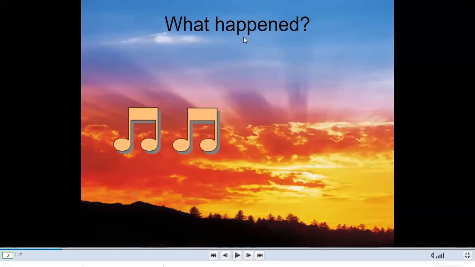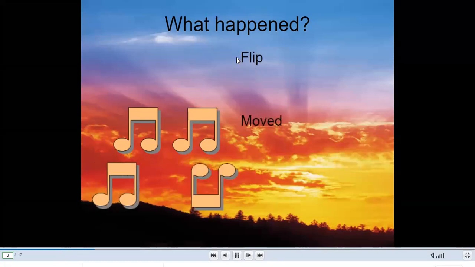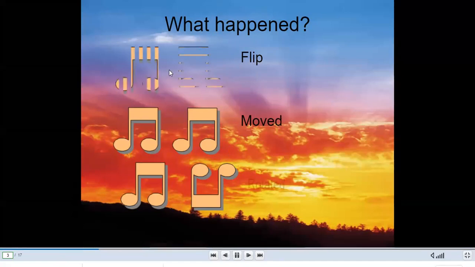Translation. Very good. So which word can we say in the state of translation? The key word for translation is slide. Slide, flap, moved. So in this one now, what happened for the last one? Rotation. It rotated. For the last one, it's a rotation. Then we can look at the three figures in front of us.